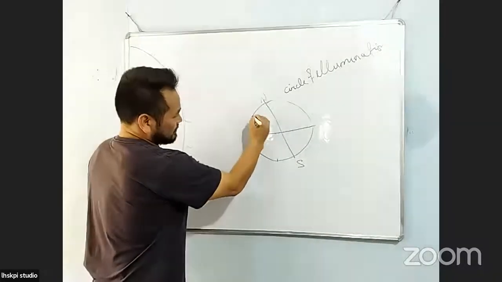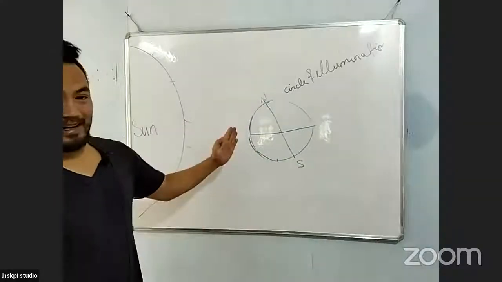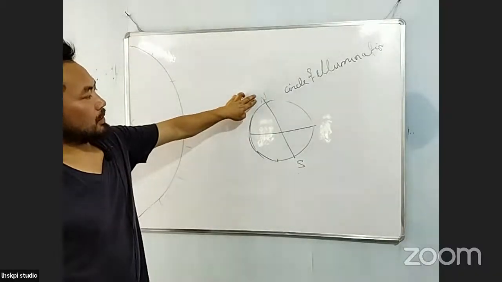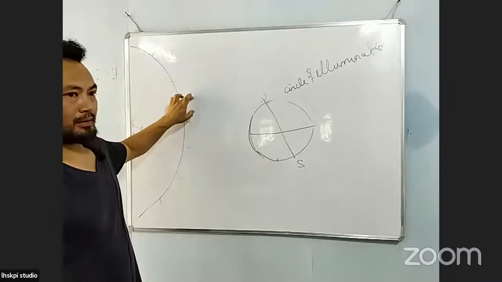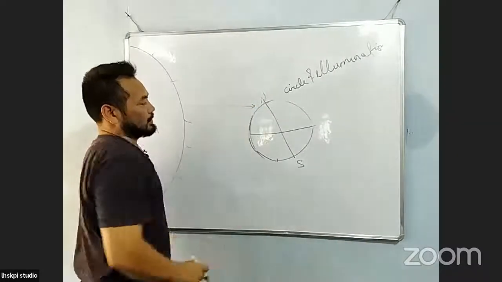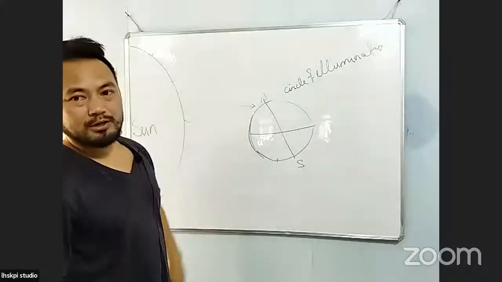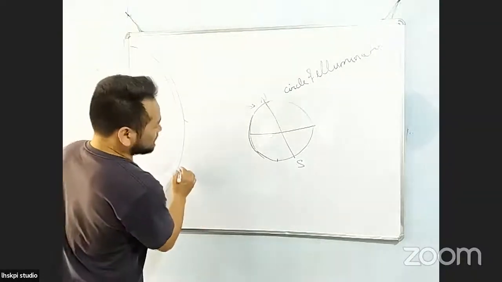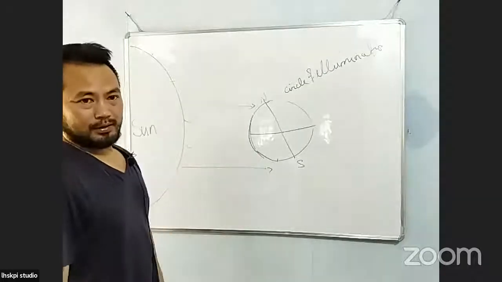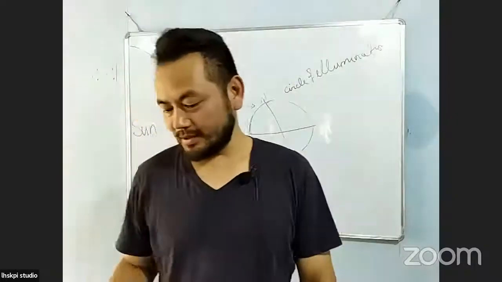When you look at this position of the Earth and the Sun, it is clear that the northern hemisphere is close to the Sun, which means people living in the northern hemisphere experience summer, while people living in the southern hemisphere experience winter. Like this.